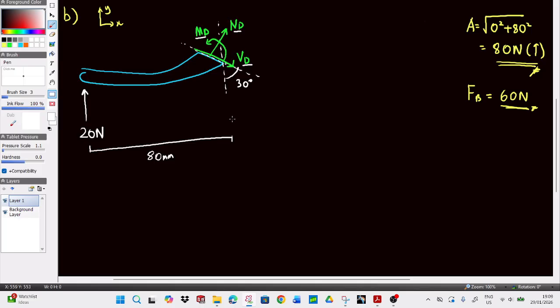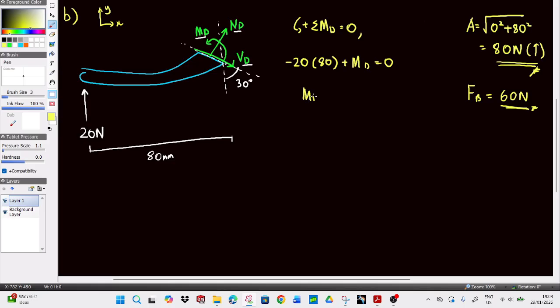So if I take the moment at point D to be 0, I don't have to worry about the normal force and the shear force causing any moments. I only have to worry about the bending moment and the 20 newtons. In this case, the 20 Newton force is going clockwise, so it becomes negative 20 times 80, plus the bending moment itself, MD, equals 0.